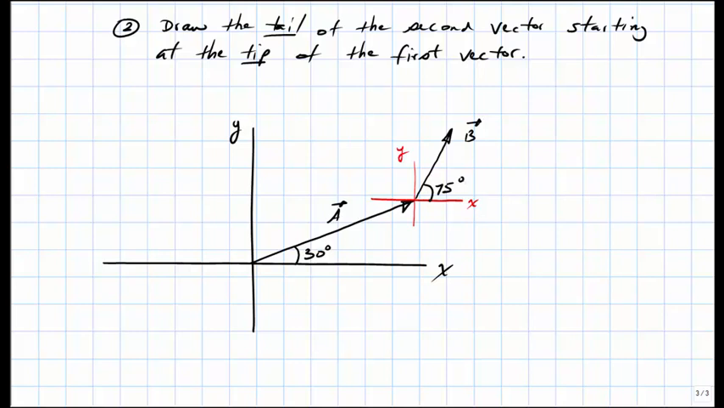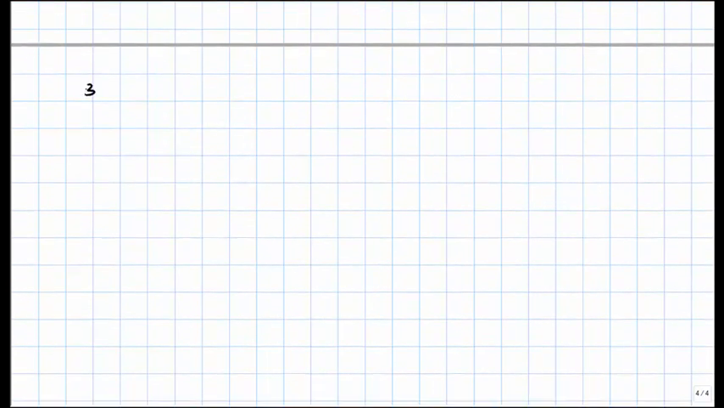Let's now move on to step 3. In step 3, we must draw a third vector, which is called the resultant.